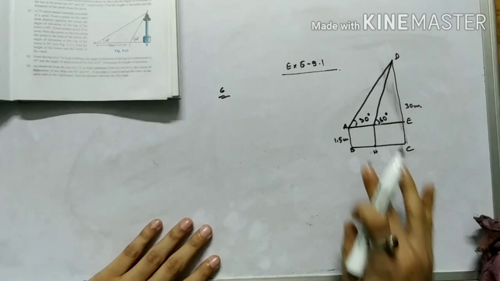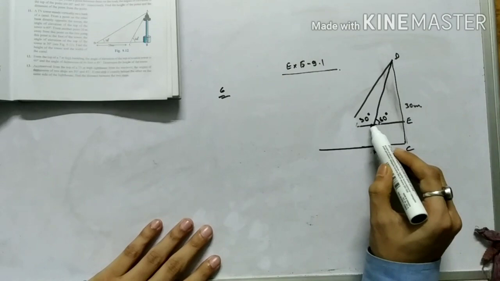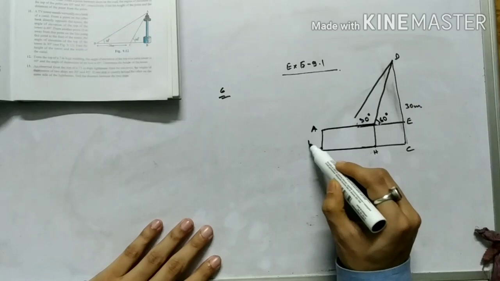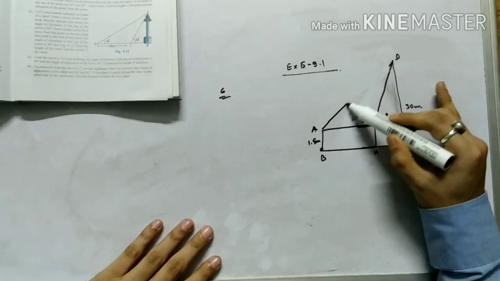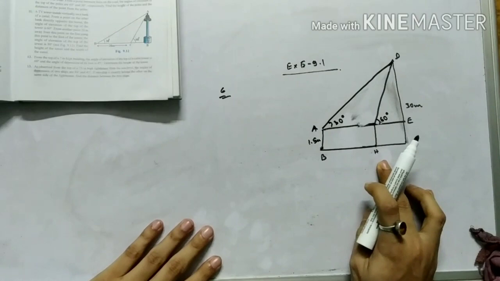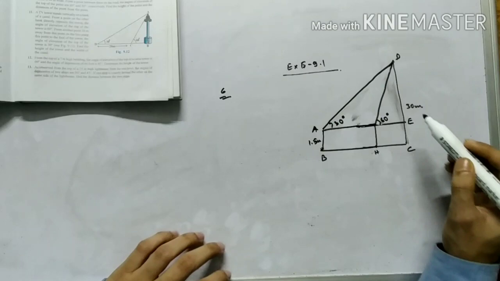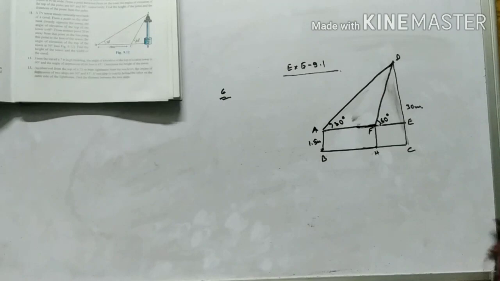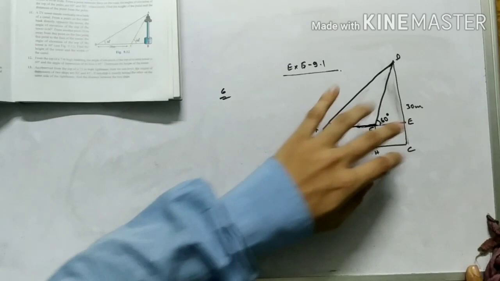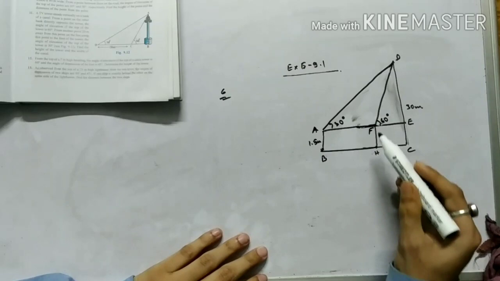Let me draw it properly. Let's increase this one. This is AB, 1.5 meter. From A, his angle of elevation was 30 degree. He walked some distance and now his angle of elevation became 60 degree. Let's call this point F. So from this figure, I can say that AB will be equal to FH. It will be equal to EC also. So FH will also be 1.5 meter. EC will also be 1.5 meter.